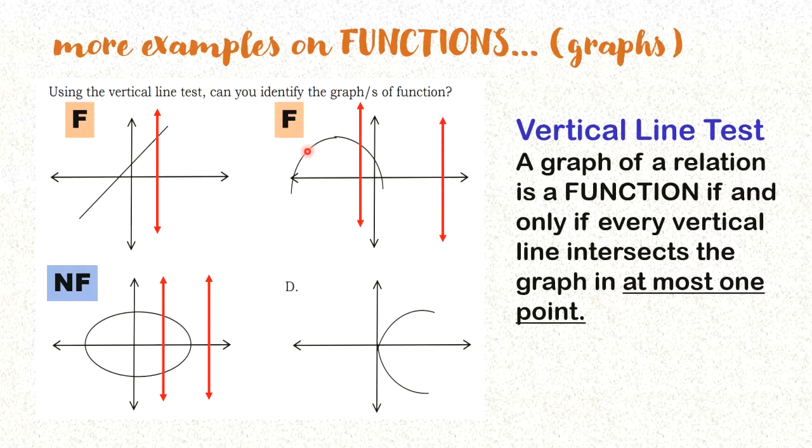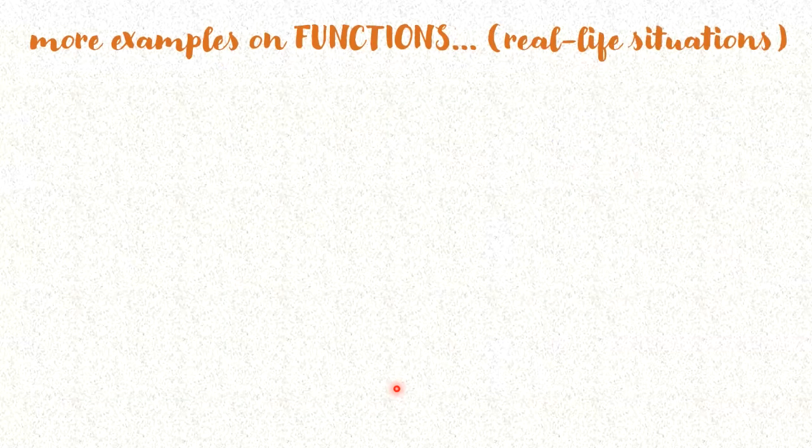And then lastly, for letter D, dito na tayo mag-draw ng vertical line. And oops, 2 points ang tinamaan ng vertical line. So clearly, this graph does not represent a function. Let's now consider real-life situations. How do we determine if the given situation is a function or not?